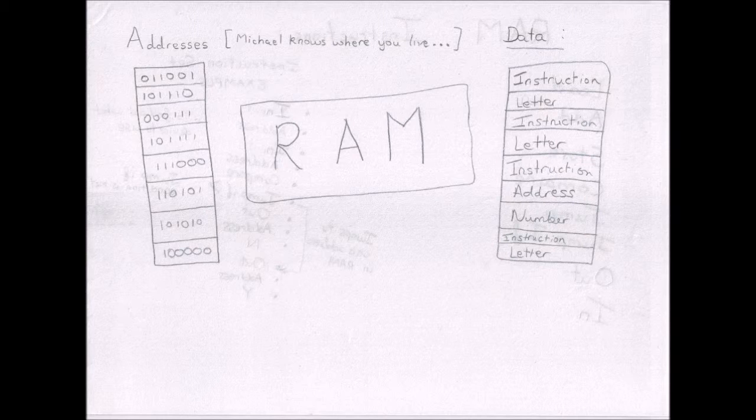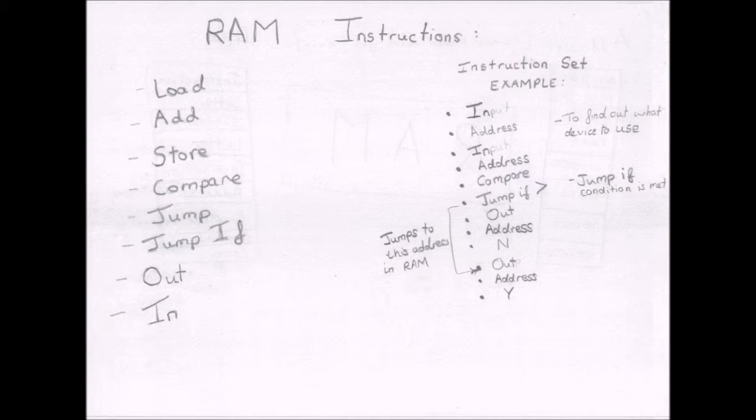Instructions can be used to make the CPU do specific things. For example, they could be used to make the CPU add 2 numbers together, or it could be used to make the CPU compare 2 numbers and act upon the comparison. The following are instructions that can be in RAM addresses. The load instruction. This loads something from RAM into the CPU. The add instruction. This is used to add numbers together.